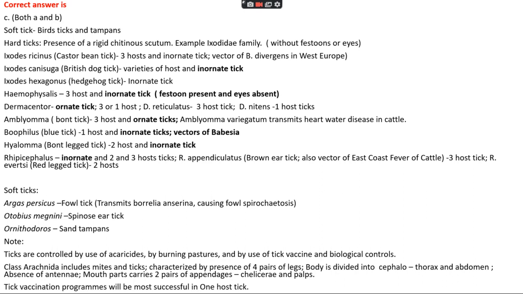Class Arachnida mainly includes mites and ticks. The Arachnida class is mainly characterized by the presence of four pairs of legs, and its body is divided into cephalothorax, which is the head and thorax part, and abdomen. There is an absence of antennae. The mouth parts carry two pairs of appendages: chelicerae and palps.